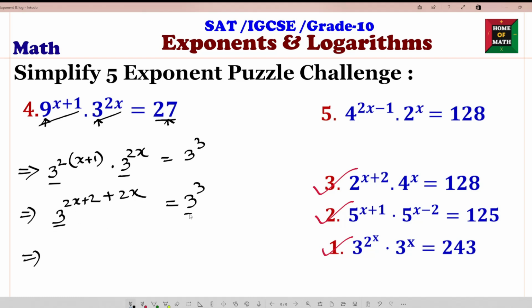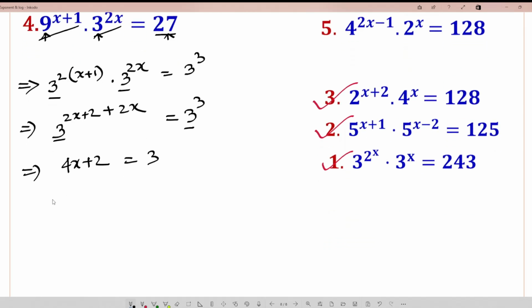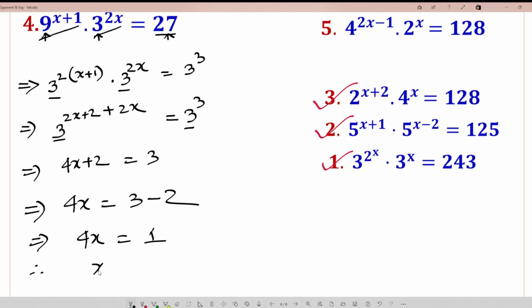Now look, here the bases are the same, so the powers will be equal, which we already know. So we can write 4x plus 2 equals 3, right? Now 4x equals 3, plus 2 will become minus 2. So 4x equals 1. So we can divide both sides by 4. Then x equals 1 divided by 4. This is our answer. So number 4 done.